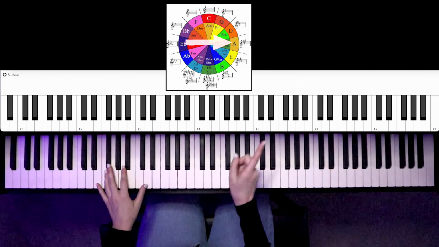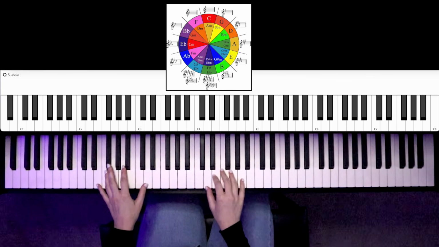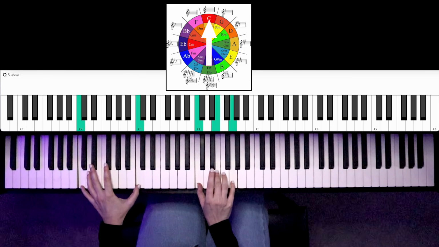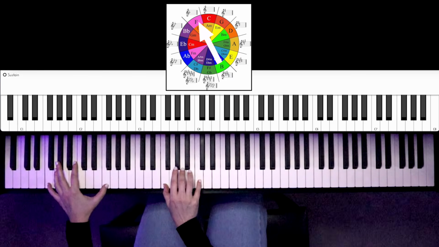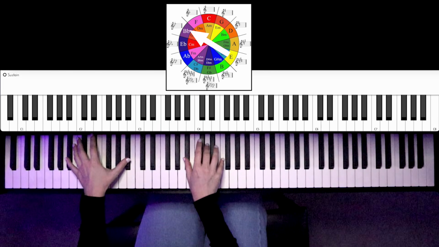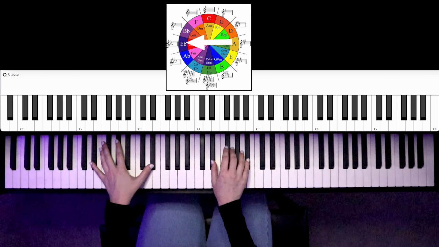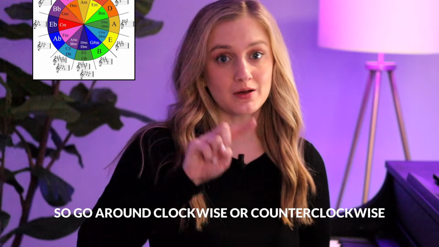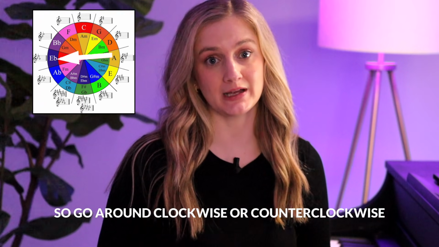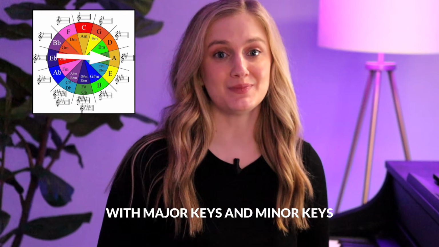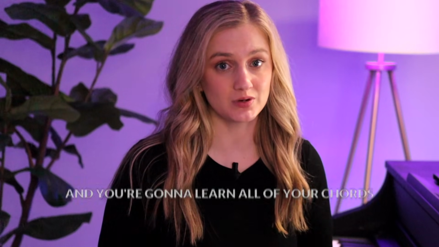And so on. The other way is you could go counterclockwise, like this. 1, 2, 3, 4. And so on. This is a really great way to practice all of your chords and make sure you learn all of them. So go around clockwise or counterclockwise with major keys and minor keys, and you're going to learn all of your chords. And it's a really great exercise to start your practice routine.